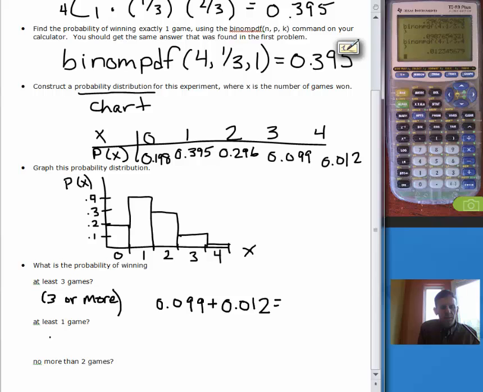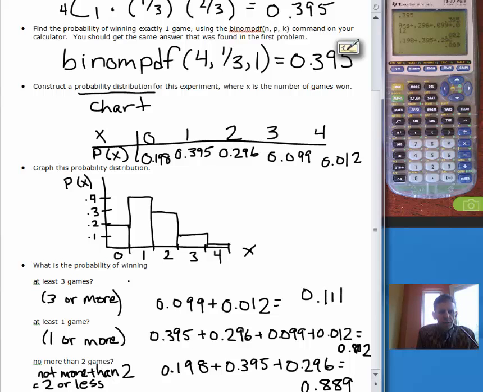At least 1 game is the same idea. It's 1 or more. And no more than 2 means not more than 2. More than 2 would be like 3 and 4. We don't want more than 2. We don't want 3 and 4. We want 2 or less. So what we're going to look for here is the probability of 2 or less. So figure out what probabilities you're going to be adding together to get these results, and we'll see if your values are correct. Crunch out your final answers for these 3, and we'll take a look at your answers in just a moment.